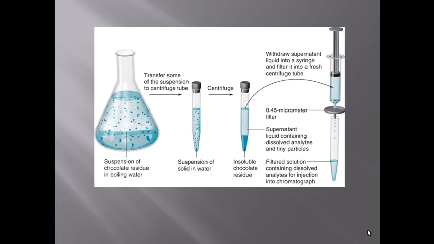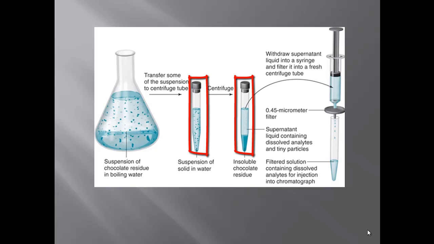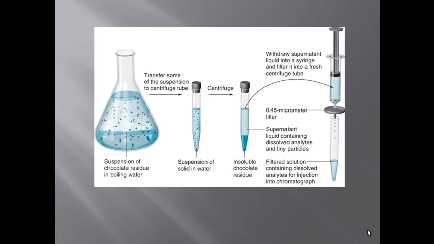That slurry of chocolate residue and water contained really small solid particles that would for sure clog your instrument, so you can't have that. So what they do is they put a portion of the slurry into a centrifuge tube and centrifuge that down to pack that solid as much as possible. They did that about 5 times, and they noticed that the supernatant liquid wasn't getting any clearer, so they just went ahead and withdrew the supernatant liquid from the centrifuge tube into a syringe and filtered it into a fresh centrifuge tube. That filtered solution then contains the dissolved analytes for injection into your chromatograph.